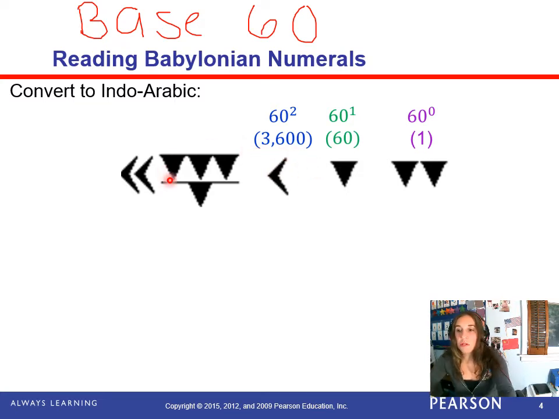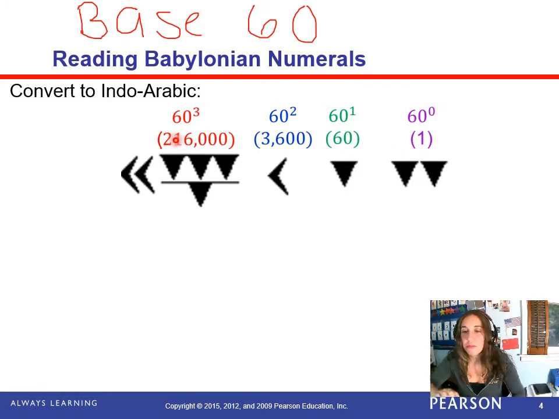And if we move over to our next one, that's our 60 cubed place value, which is really a value of 216,000. And we could keep going. We could do 60 to the 4th, 60 to the 5th, but our number stops here, so this is where I'm going to stop. So I always write my powers of 60 and their values first. It's the first thing I do. That's the first step.